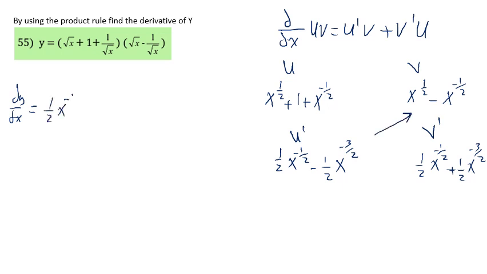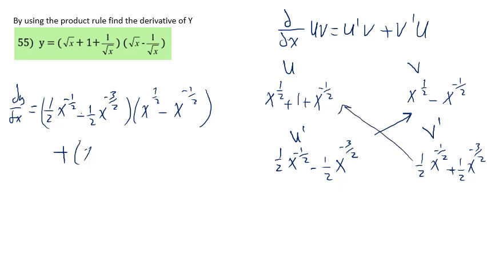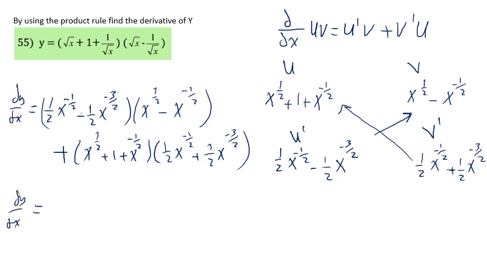dy by dx will be half x power negative half minus half x power negative 3 over 2, multiplied by x power half minus x power negative half, plus x to the power of half plus 1, multiplied by half x power negative half plus half x power negative 3 over 2. I just wanted to write it in the simplest form in terms of positive powers, and that's it.